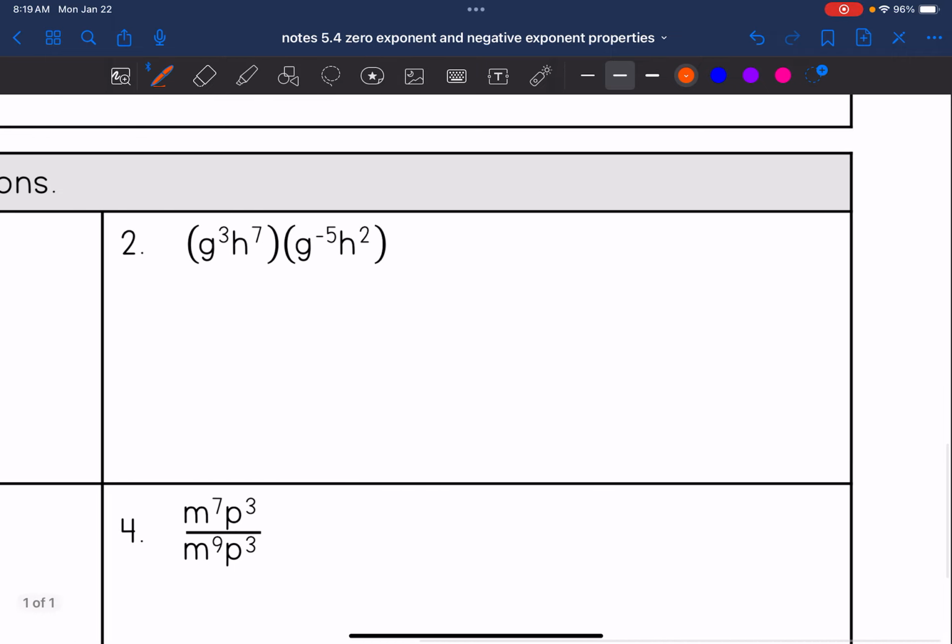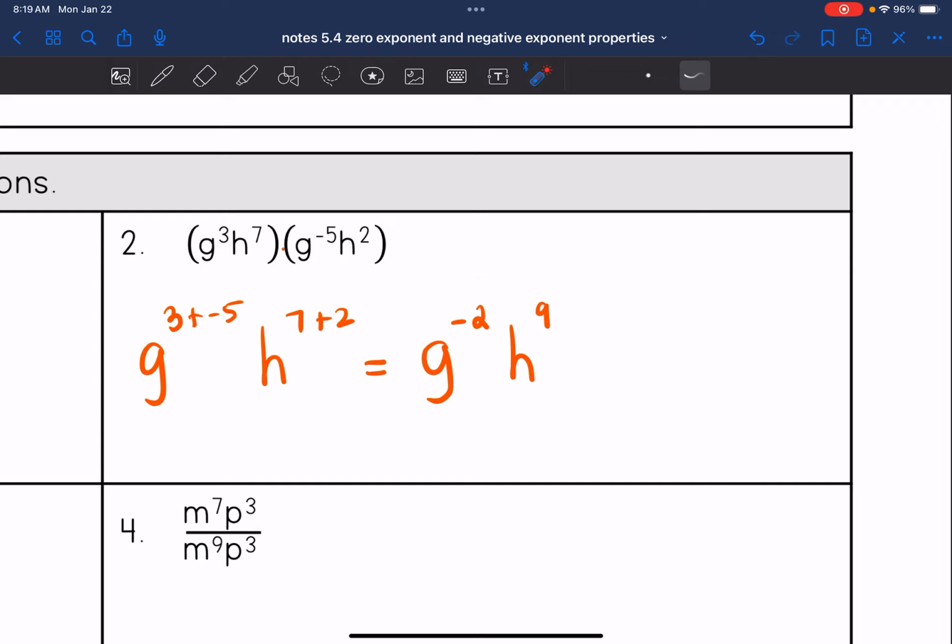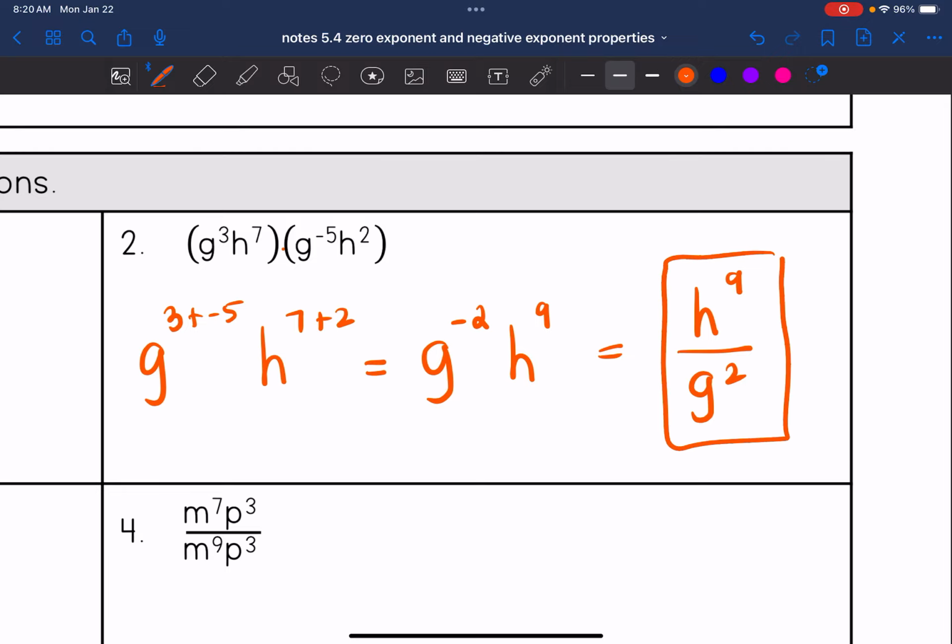Next one, this one is product property. That means we're going to add our exponents. So g to the 3 plus negative 5 and h to the 7 plus 2. So 3 plus negative 5, that's like subtracting. So that gives me negative 2 and then h to the 9. Anytime we have a negative exponent, that needs to move to the denominator. So h to the 9 is going to stay the same, but g squared has to go to the bottom.